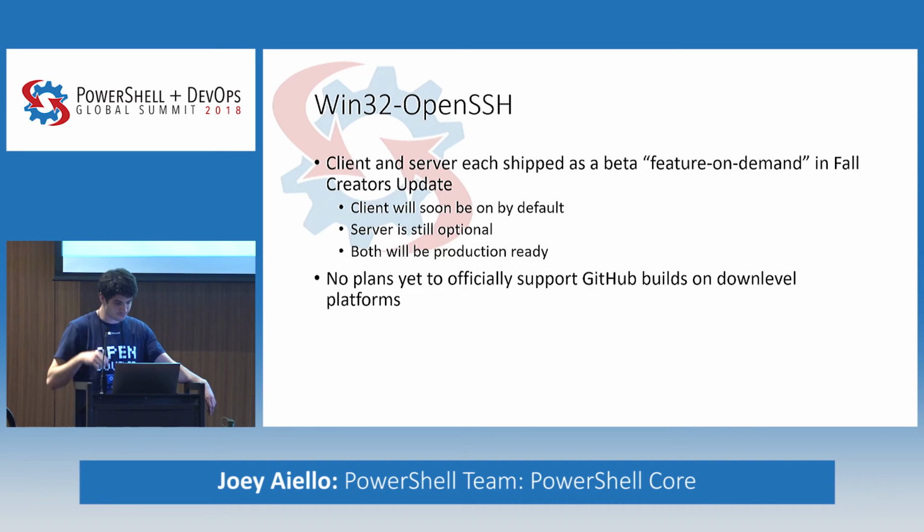Both of these are optional features on demand, though, so if you do want to use the GitHub ones on new machines, because the GitHub binaries are always going to be a little bit more up-to-date than the ones shipping in the OS, you can uninstall the client and server features on demand so that you can install the GitHub builds.